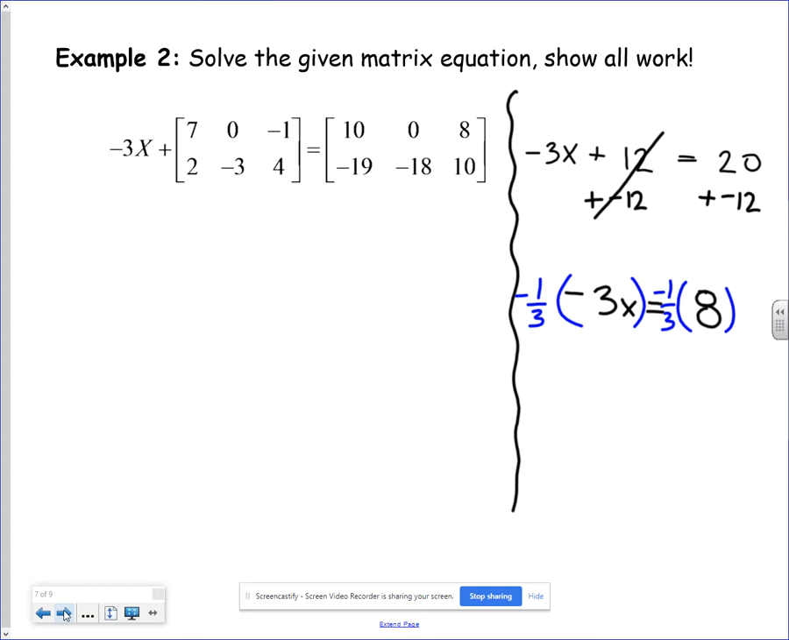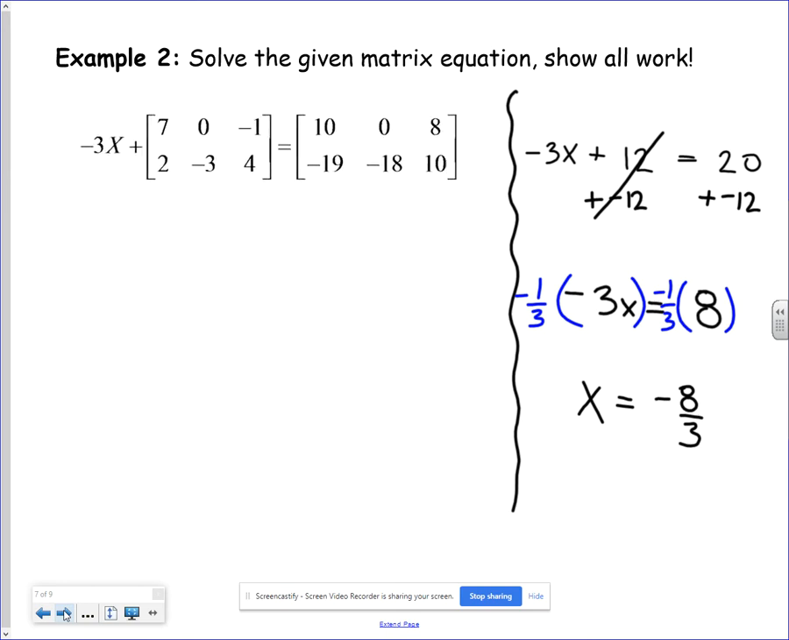The multiplicative inverse. It's also called the reciprocal. So we get x is equal to negative 8 thirds. All right, so that's what we want to do. Now we know how to solve this matrix equation, because basically, if you can solve the basic equation, you can solve this matrix equation now.